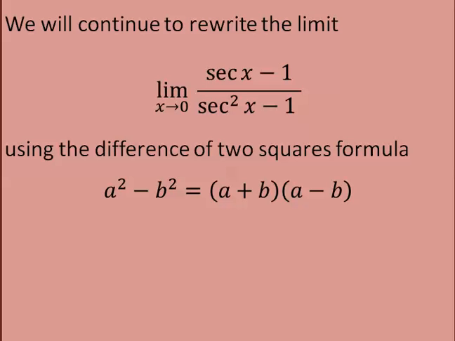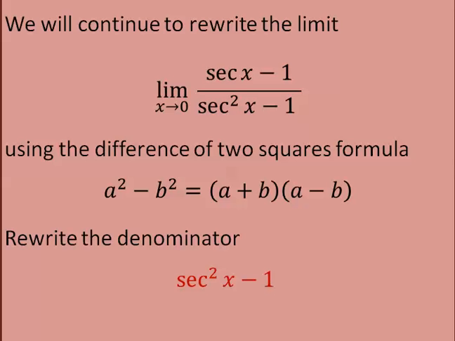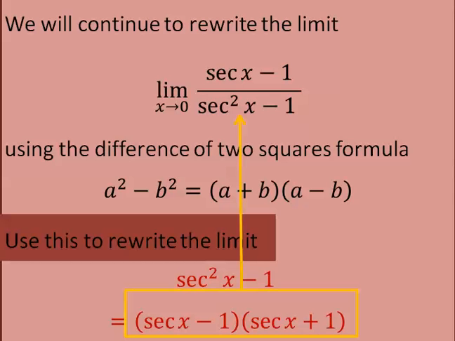Now, look at the denominator. It says secant squared minus 1, but 1 is the same thing as 1 squared. So secant squared minus 1 squared is equal to secant minus 1 times secant plus 1. And now I rewrite the limit again.